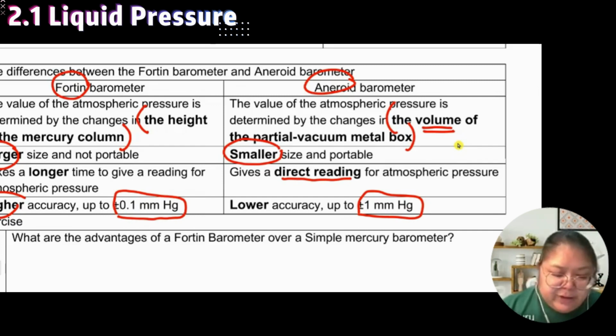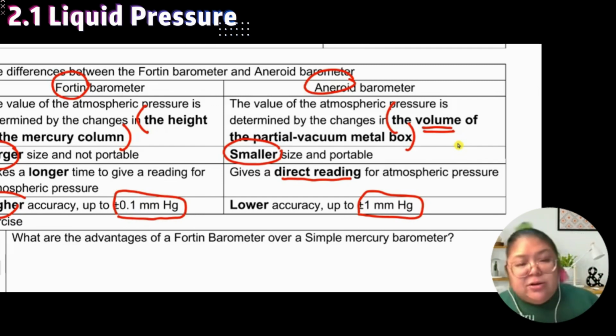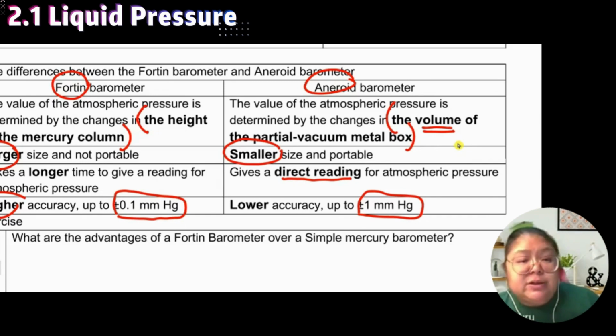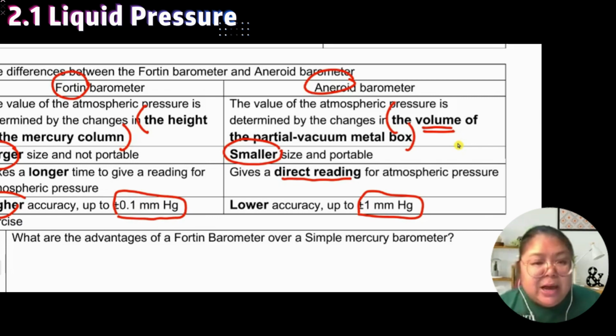So these are the differences between the Fortin and also the aneroid barometer. Normally, we never use them for calculation. Maybe a question comes up for an essay, asking what the differences are. Remember the word barometer, that one is used to measure atmospheric pressure. Calculation normally uses the mercury barometer.